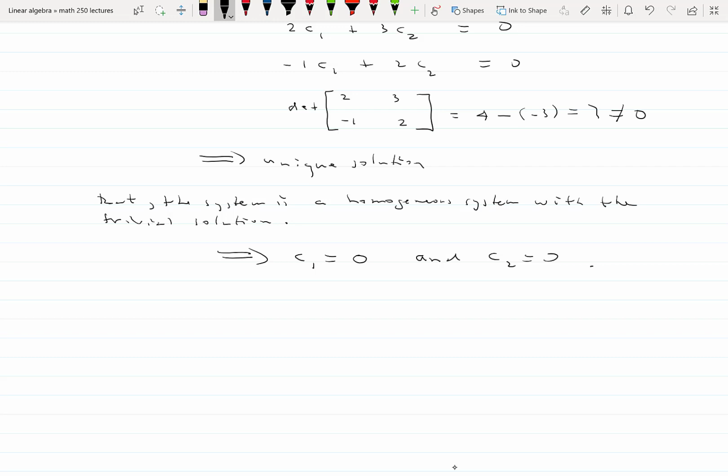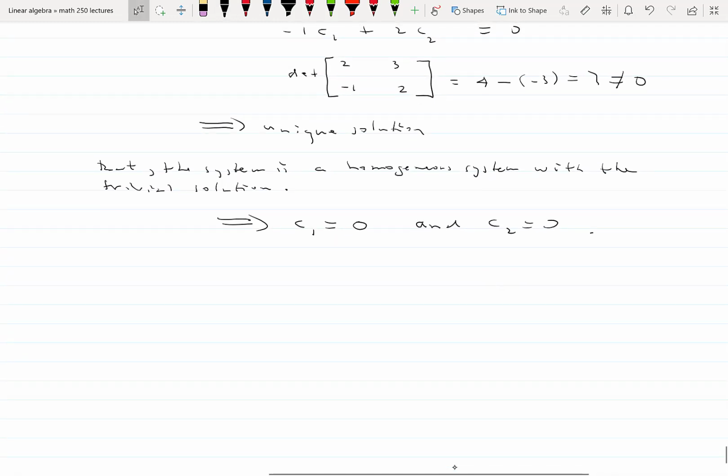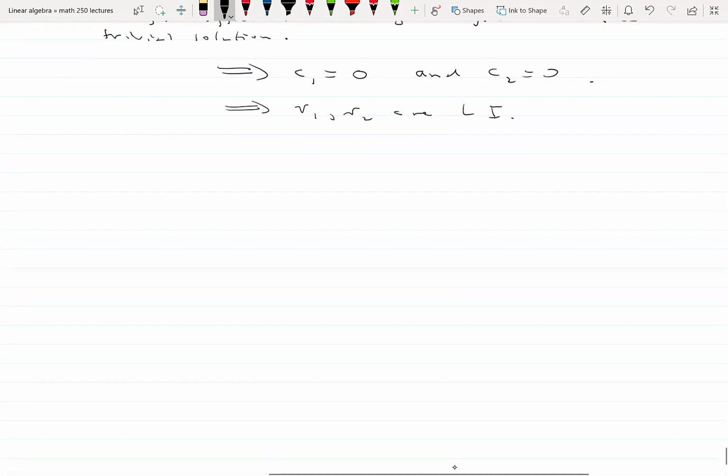If we didn't get that uniqueness part, then we would have work to do. The fact that we have a unique solution, combined with the fact that every homogeneous system has the trivial solution where the variables are all equal to 0, says that the only value for the variables is 0, and that is precisely the definition of linear independence. That implies v1 and v2 are linearly independent. Spanning.